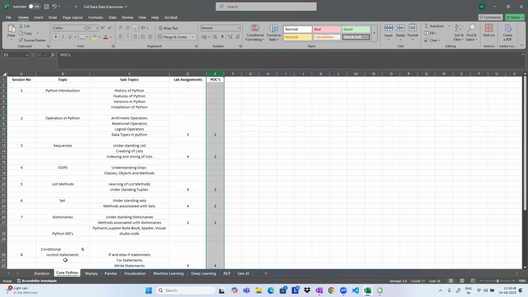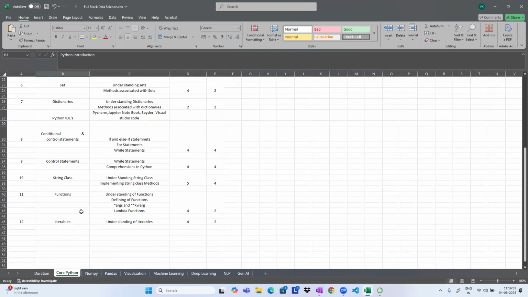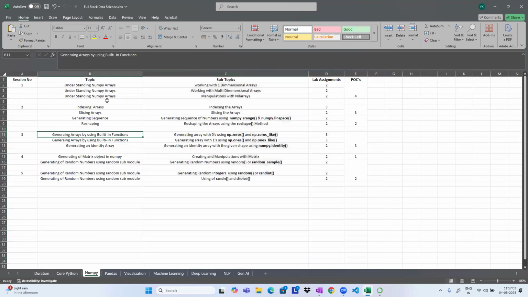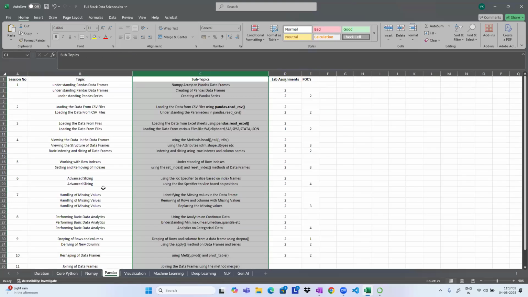Just to get some idea, guys, these are the topics. Tomorrow I'm going to start with a little bit of Python introduction. In tomorrow's session, I'll start with them. Operators, sequences, these are some of the topics. NumPy, these are some of the topics in NumPy. Hardly 5 days is sufficient, but I made it 2 more days extra.